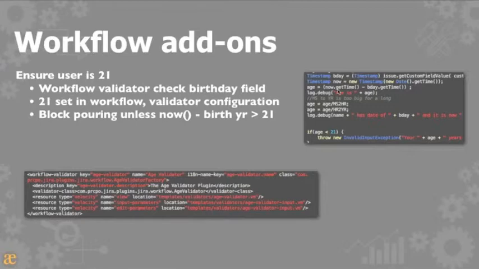So here we went and added a couple of different workflow manipulation objects. This one happens to be a validator. So we want to ensure that the user is actually 21 years old before we go and pour them any beer.